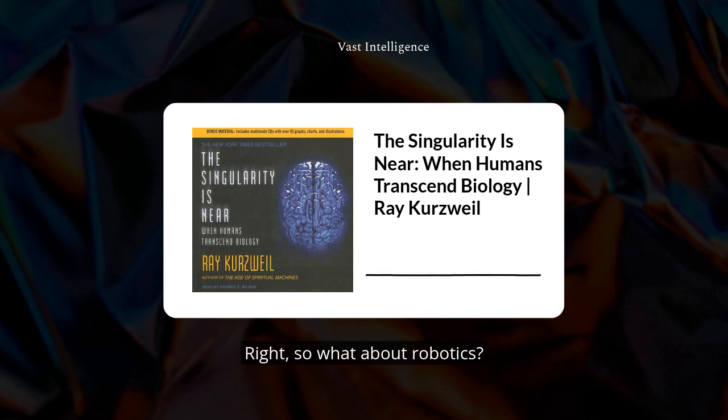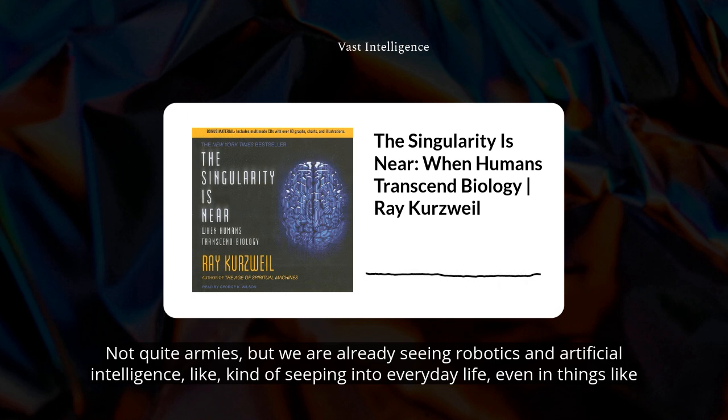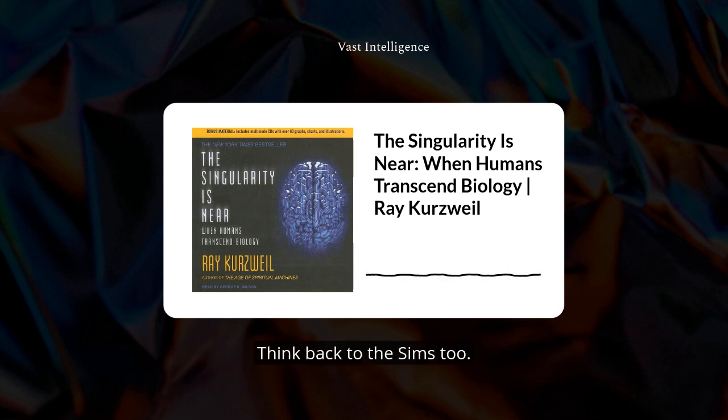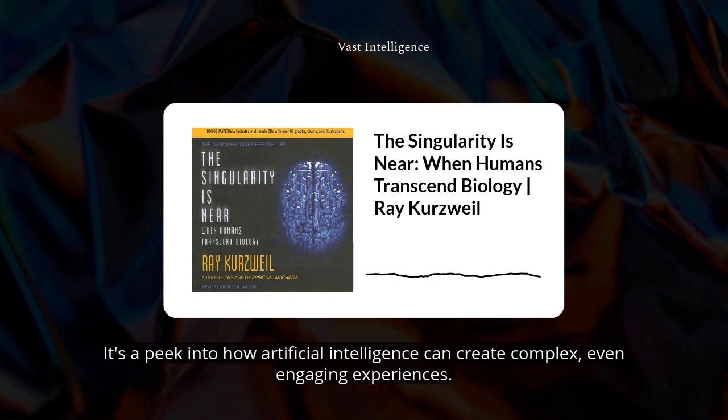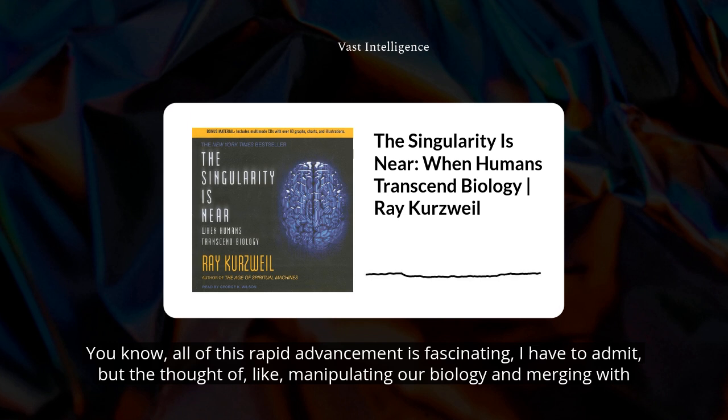So what about robotics? Are we talking about robot armies here? Not quite armies, but we are already seeing robotics and artificial intelligence seeping into everyday life, even in things like video games. Think back to The Sims, too. Those characters were powered by AI, each with their own motivations, making decisions that created unpredictable storylines. It's a peek into how artificial intelligence can create complex, even engaging experiences. All of this rapid advancement is fascinating, I have to admit.